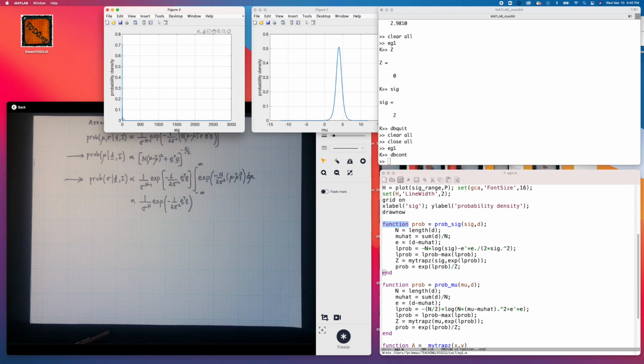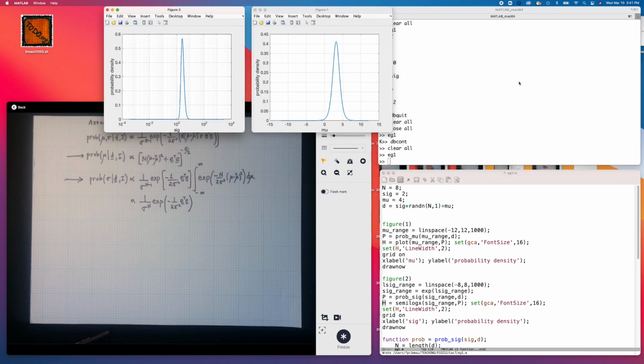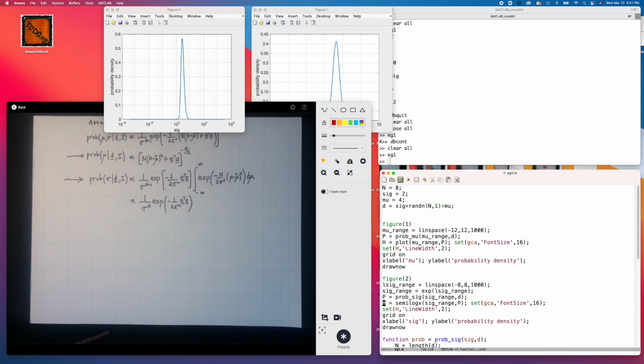So all the probability is stuck around here, and I have this very long tail. So what I'm going to do is 2 things. First, plot the posterior on a semi-log x-axis. All right, that's a little bit better. And then maybe my range might be a little bit too broad. So maybe I don't need to go all the way to -8.